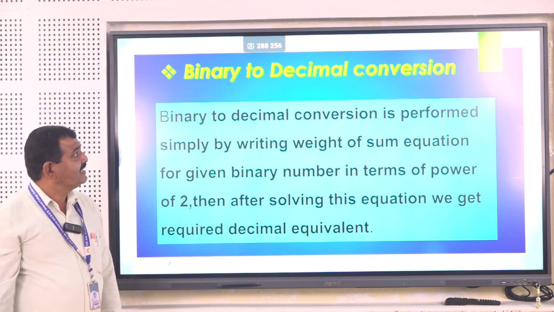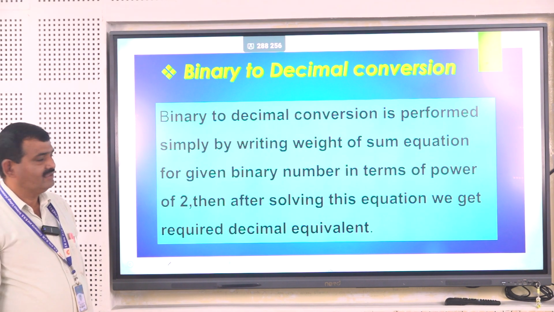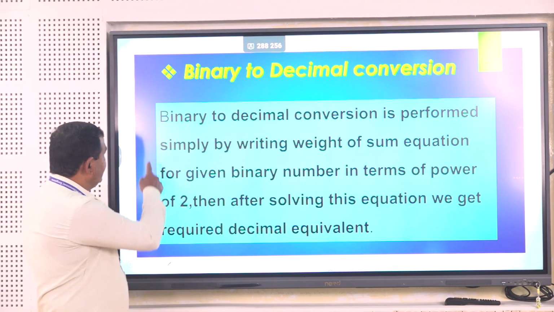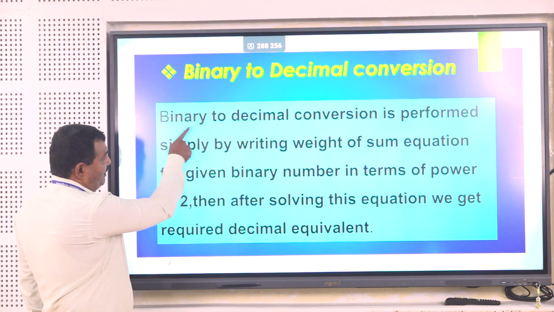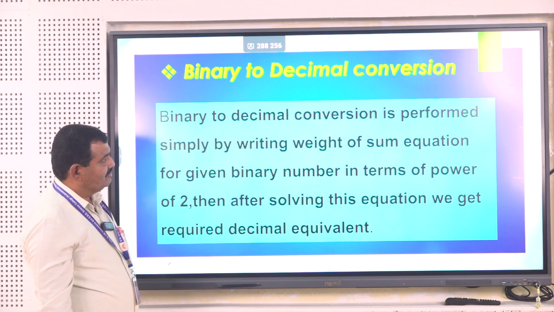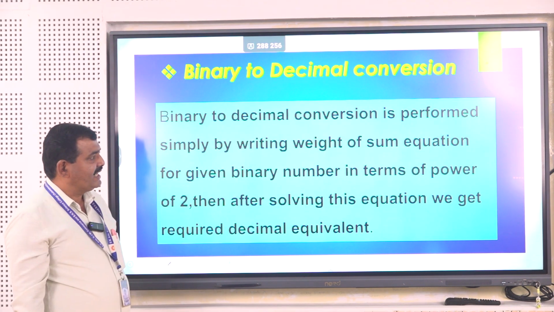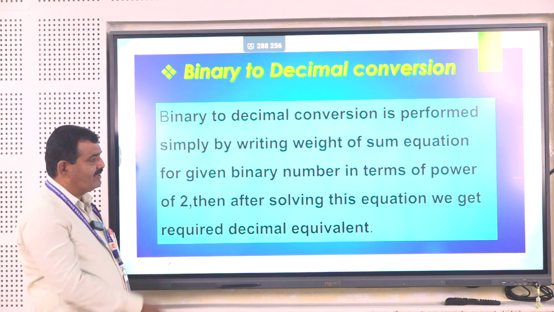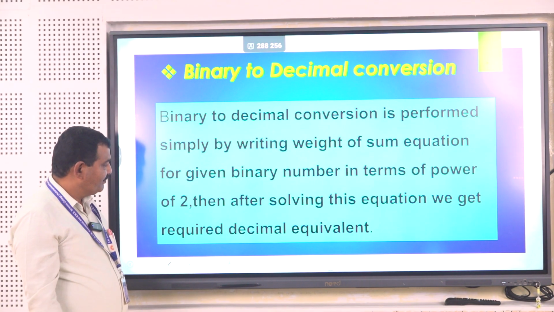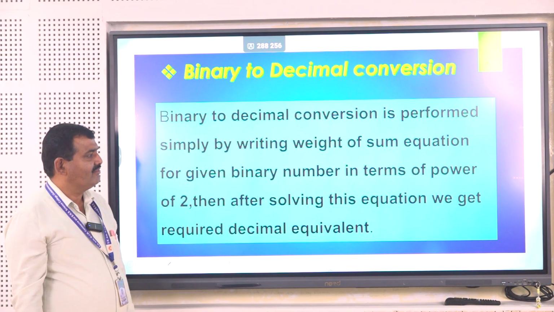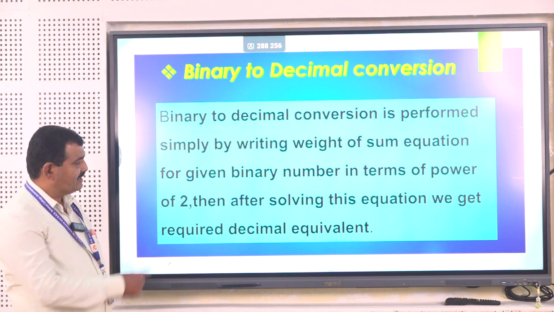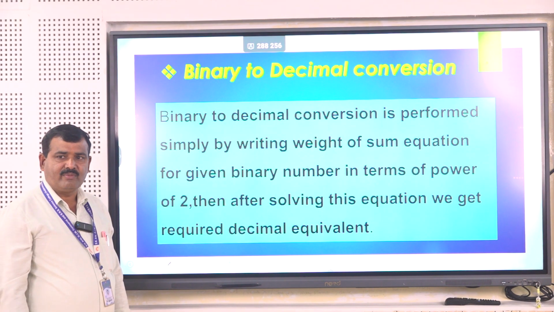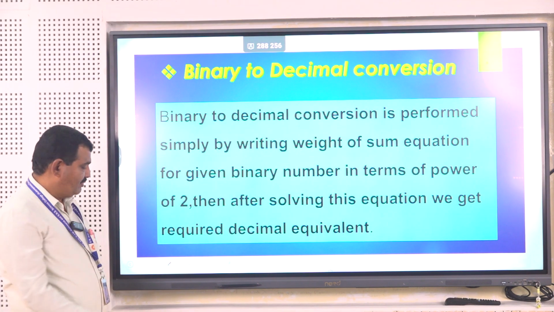First conversion technique is binary to decimal conversion, that is how binary number is converted into decimal number. Binary to decimal conversion is performed simply by writing weight of sum equation for given binary number in terms of power of 2. Then after solving this equation, we get required decimal equivalent. As binary number is having base 2, so we write weight of sum equation for binary number in terms of power of 2.